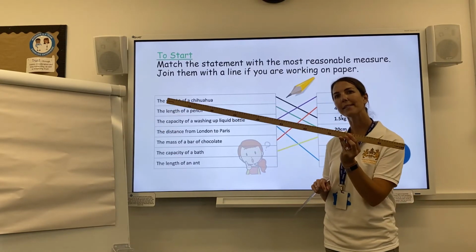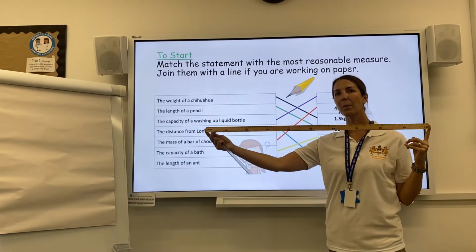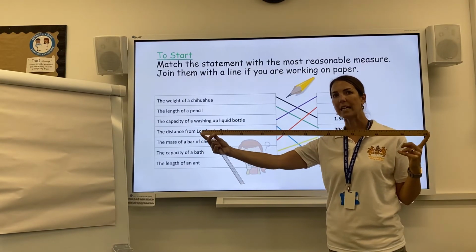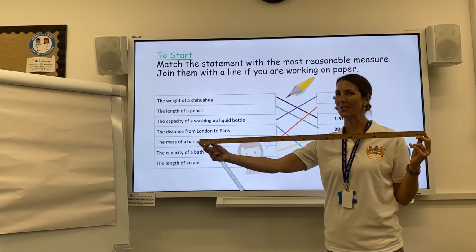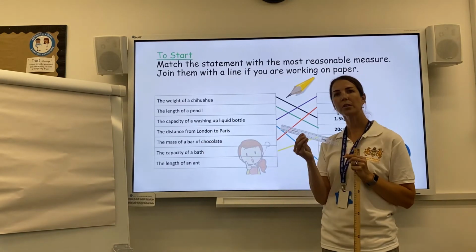So here we have a meter stick. How long is the meter stick? 1 meter. How many centimeters do I find in a meter? You're correct, 100. And what would I find on a ruler? Look on the side of your ruler.